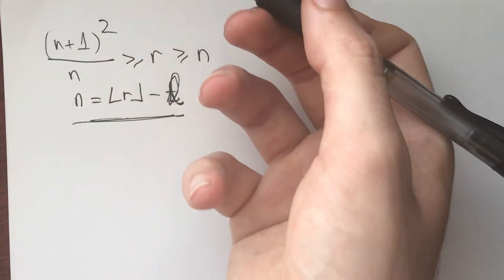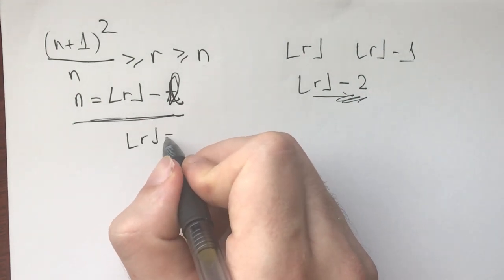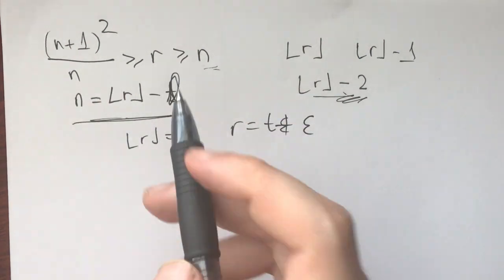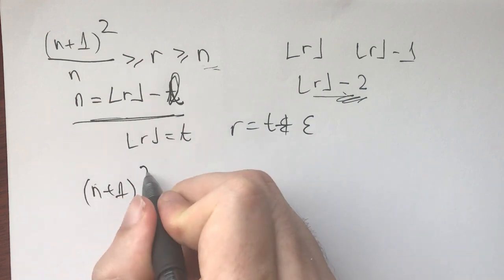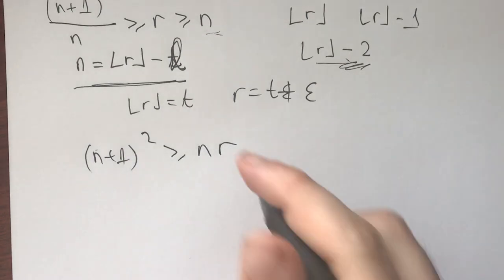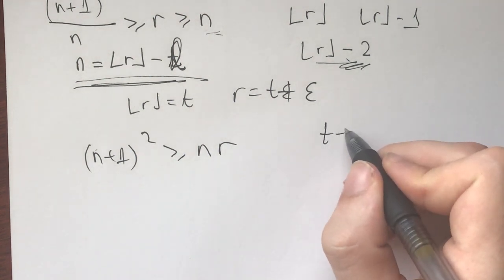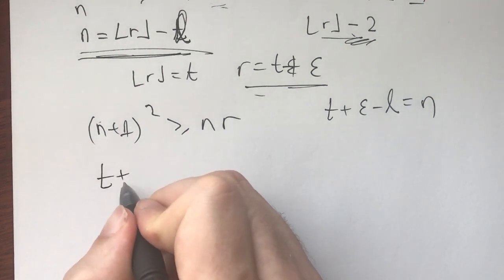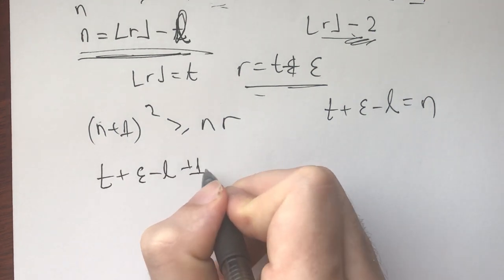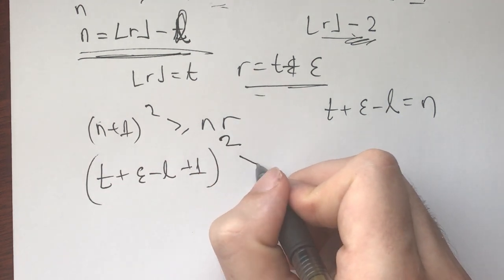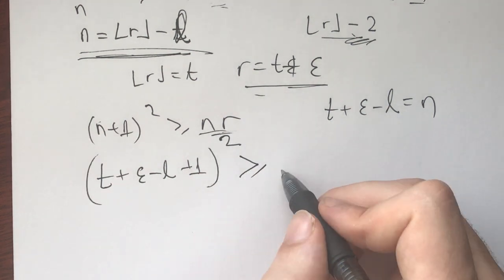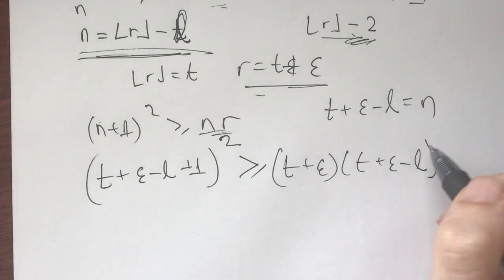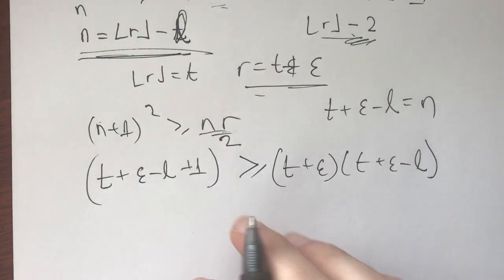So now let's set n to be equal to this, and let's actually set the floor of r to be equal to t. r is equal to t plus epsilon. And now what does this give us? Well, this is satisfied, but we have (n+1)² is greater than or equal to nr. And once we plug these things in, t plus epsilon minus L for n, and r is t plus epsilon, then we have (t plus epsilon minus L plus 1)². This is ugly. This is less than or equal to n times r, that's t plus epsilon, times t plus epsilon minus L. So now there must be ways that we can make this nicer, and there are.